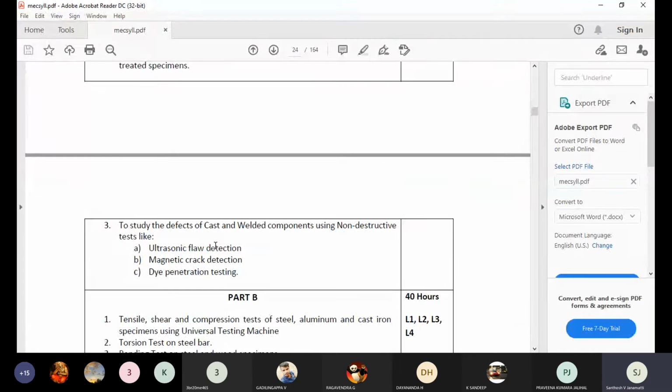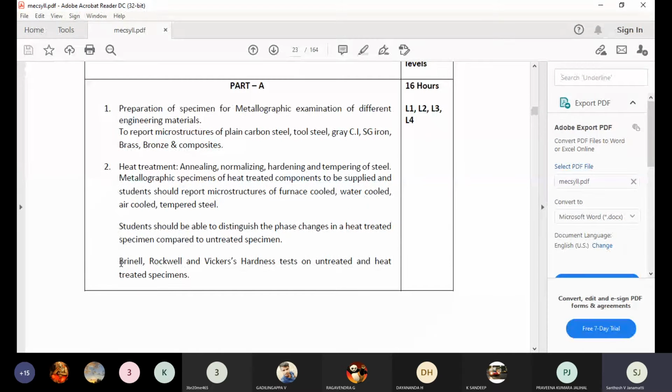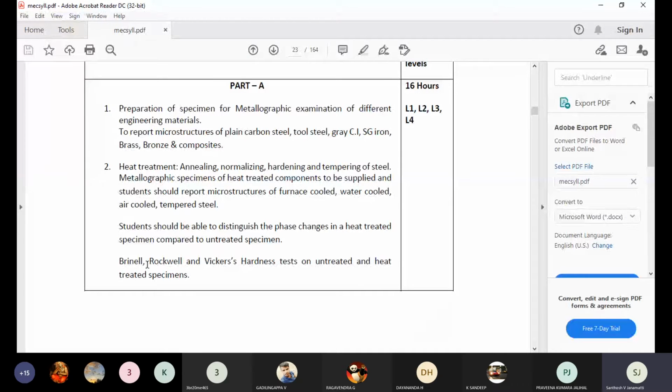Yes. And here the hardness test. Third one is the hardness test. Hardness test is also a minor experiment. Here there are three types of hardness testings. One is Brinell hardness, second one is Rockwell, and third one is Vickers.